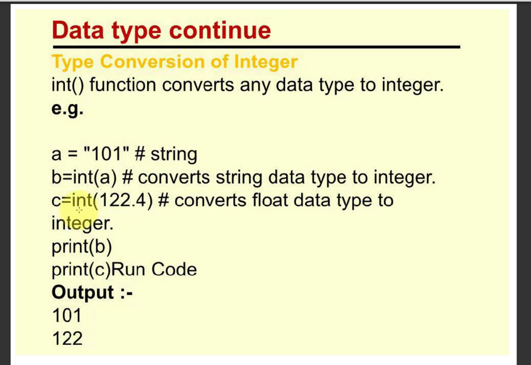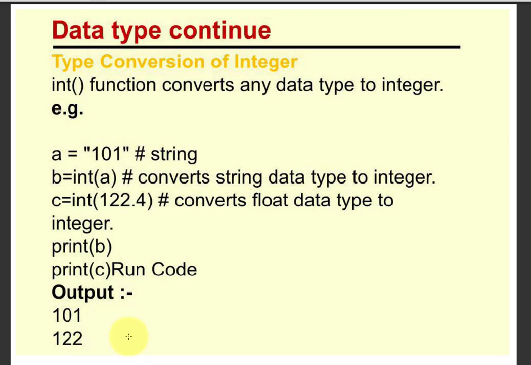And you can see c equals int(122.4). There it converts the float data type to an integer, so only 122 will be stored in the variable c. So let's execute it. I am printing b and printing c. Then the code will be executed, and you will get 101, the value of b, and 122 for c. The decimal point will be removed.